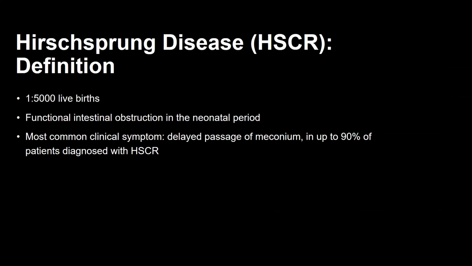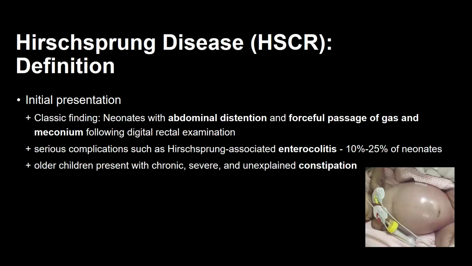Hirschsprung disease typically occurs in the US in about 1 in 5,000 live births. I think the number globally is probably something like 1 in 7,000 live births. There's functional intestinal obstruction in the neonatal period. The most common clinical symptom is, of course, delayed passage of meconium within the first 24 hours of life, and that's present in up to about 90% of patients diagnosed with Hirschsprung disease. Of course, the initial presentation is a neonate with abdominal distension and forceful passage of gas.